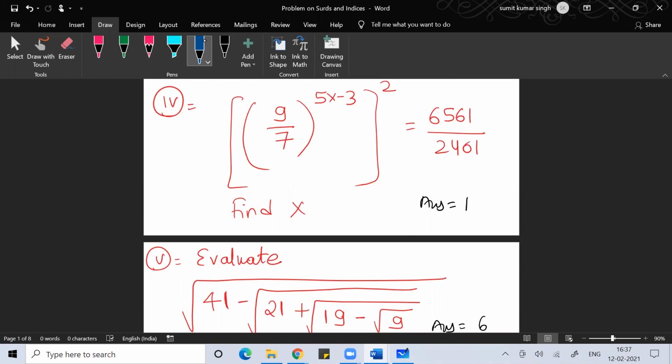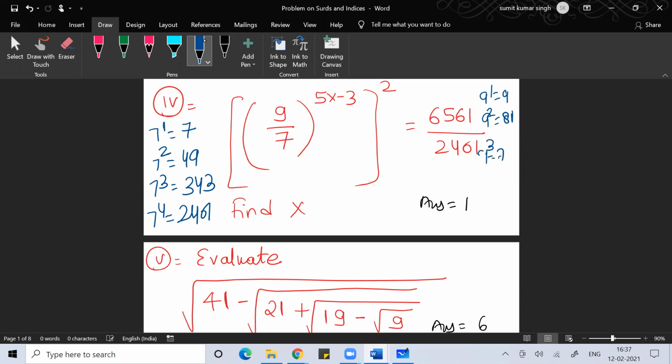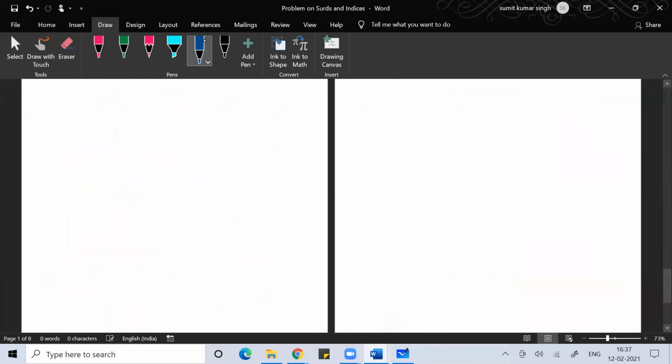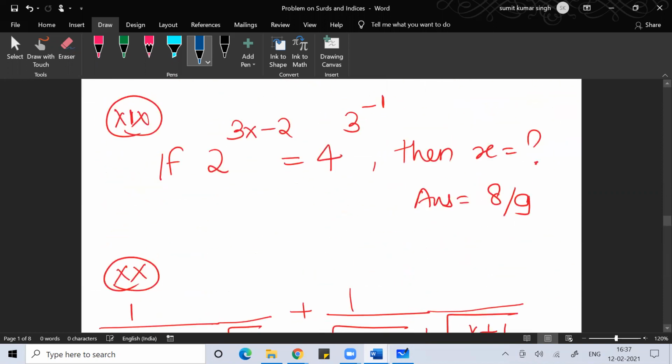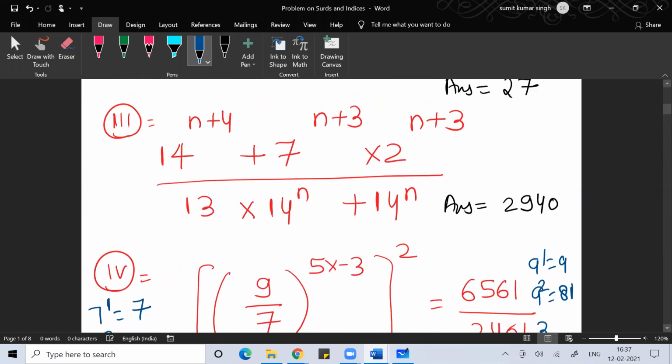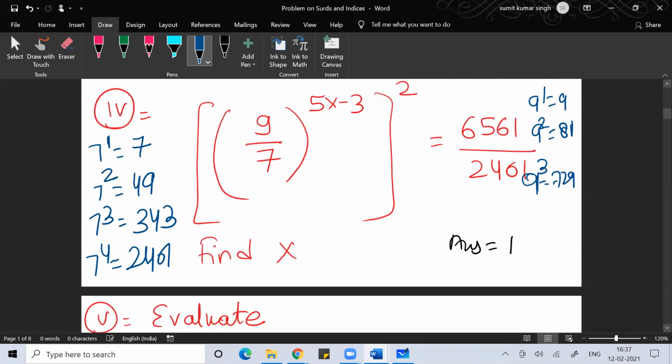To do this question, you should know 7 to the power 1 is 7, 7 to the power 2 is 49, 7 to the power 3 is 343, 7 to the power 4 is 2401. 9 to the power 1 is 9, 9 to the power 2 is 81, 9 to the power 3 is 729, 9 to the power 4 is 6561. 6561 is the square of 81.